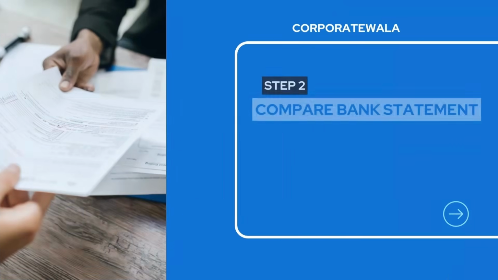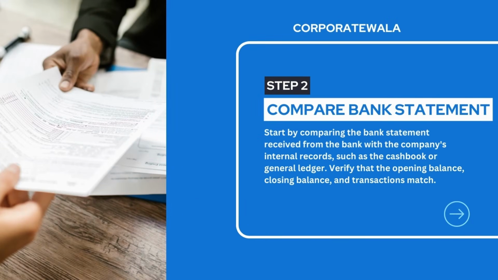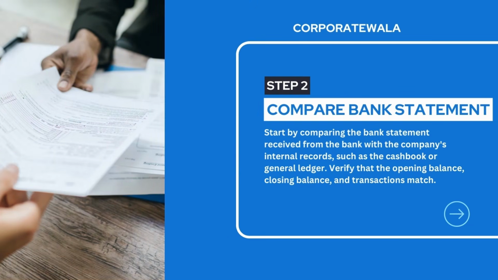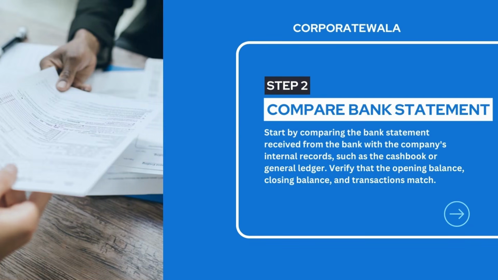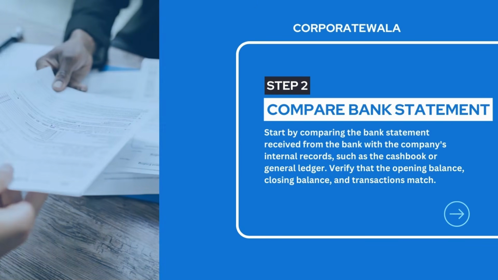Once you are done with step 1, you can move to step 2, which is compare the bank statement. In this step, you are going to compare the bank statement receipt from bank with the company's internal record, such as the cash book or journal ledger, and verify the opening balance and closing balance. And in order to reconcile your bank, you need to match all the transactions which have taken place during the month.